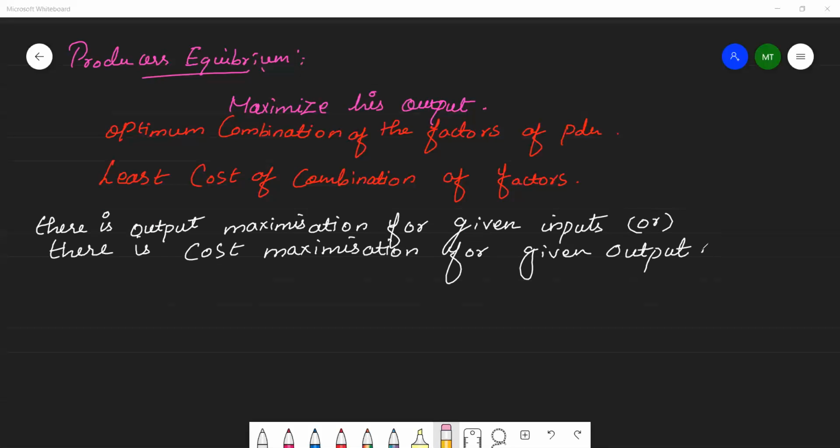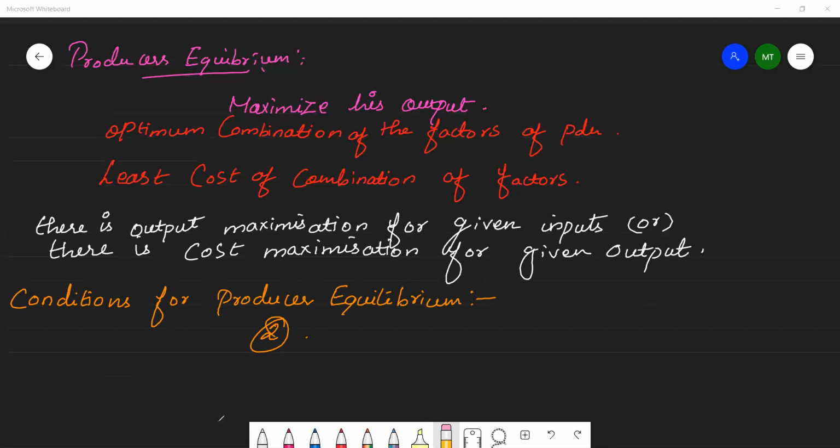Okay, then conditions for producer's equilibrium. So what are the conditions? There are two conditions. Conditions for producer equilibrium. Okay, so there are two conditions.